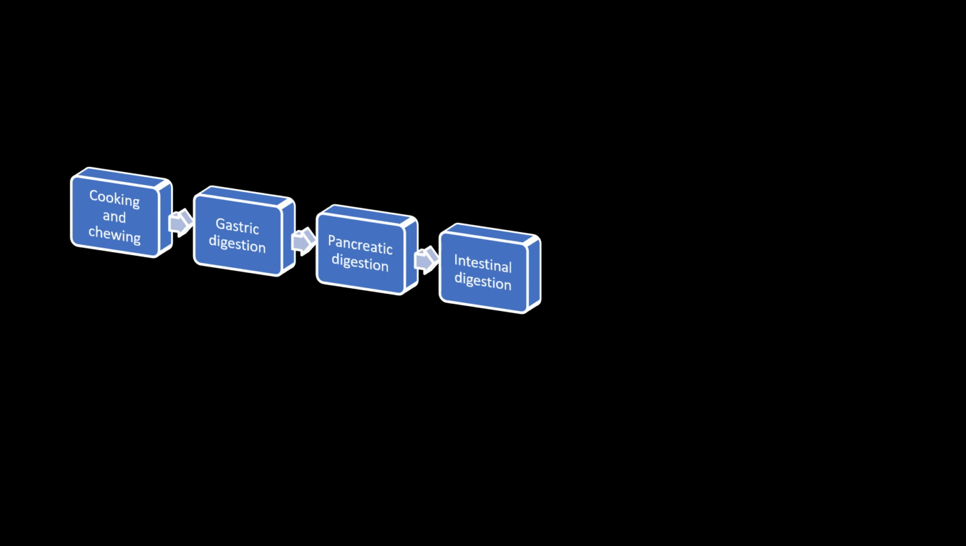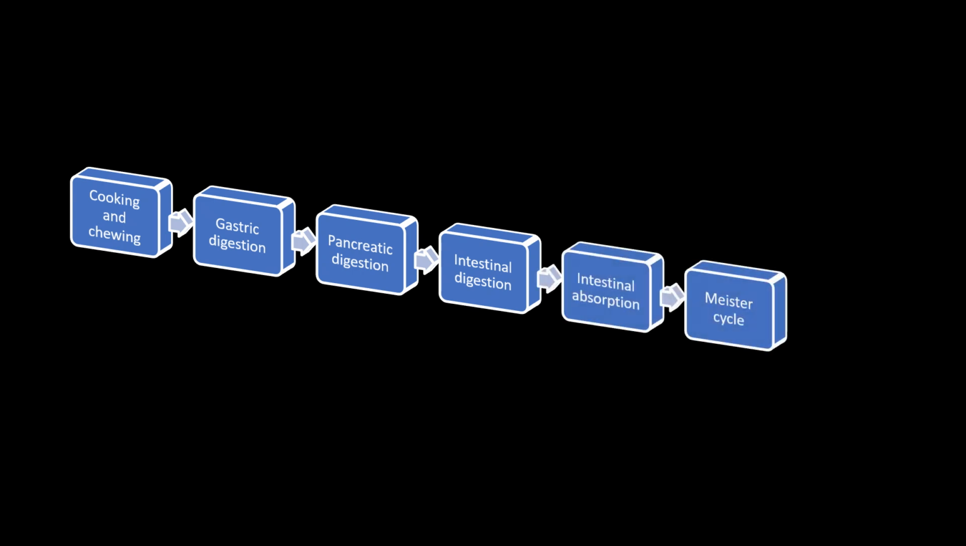So to summarize, protein digestion starts from cooking and chewing, then gastric digestion, then pancreatic digestion from large peptides into smaller peptides, then intestinal digestion, breaking down completely into free amino acids. Then they have to be absorbed, intestinal absorption. Then there is the Meister cycle for the neutral amino acid transporter, and finally after they are absorbed, the fate of the free amino acids is protein synthesis, special product synthesis, or energy production. So this is in short the summary of protein digestion and absorption.